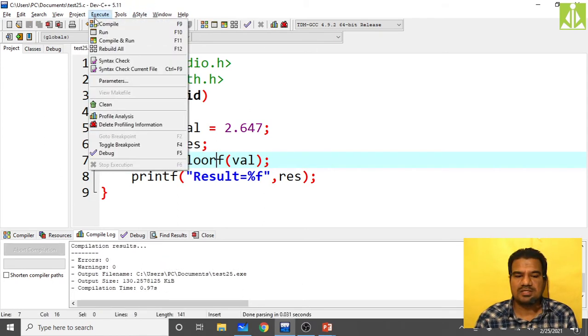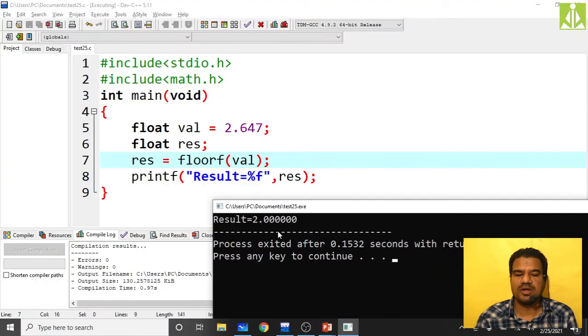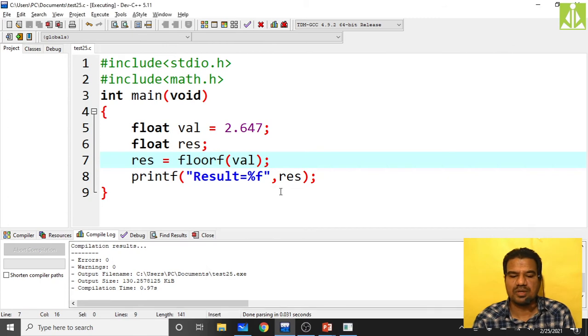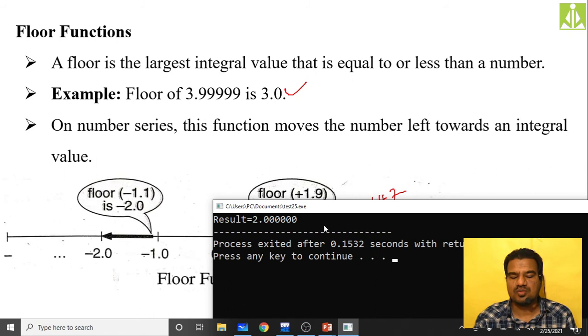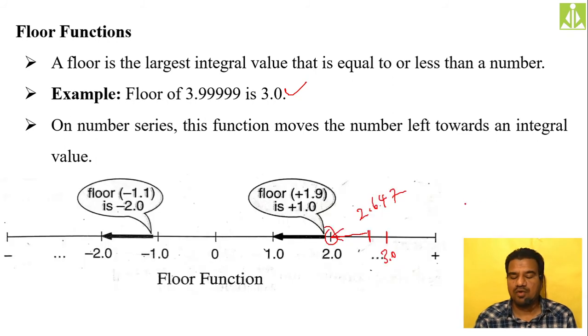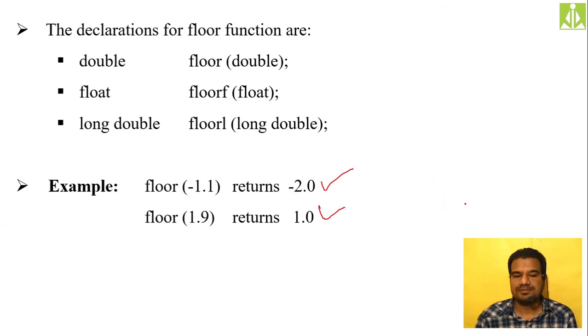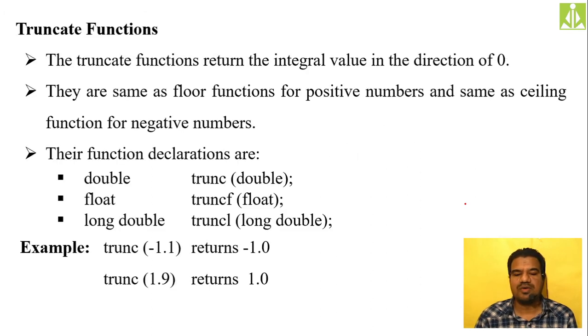Compile, it is a successful compilation, then save. You can see we got 2.00, as I demonstrated over here. We need to get 2.0, and we are getting 2.0. My arrow is pointing over here, so I said we need to get 2.0, and that 2.0 we are getting over here. Hopefully you understood this floor function. Ceiling and floor are opposite to one another. The demonstration is also over.